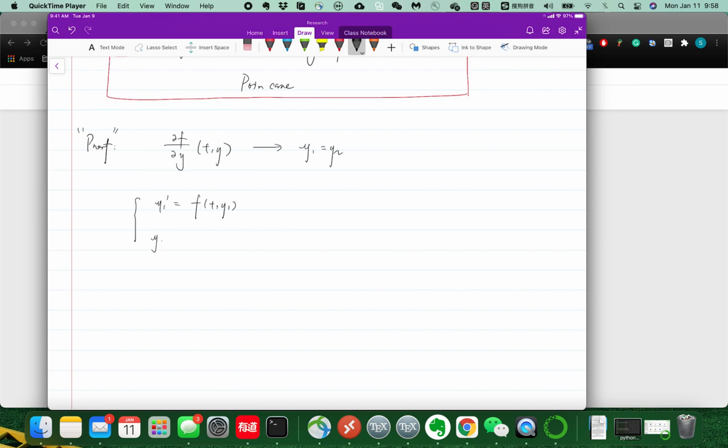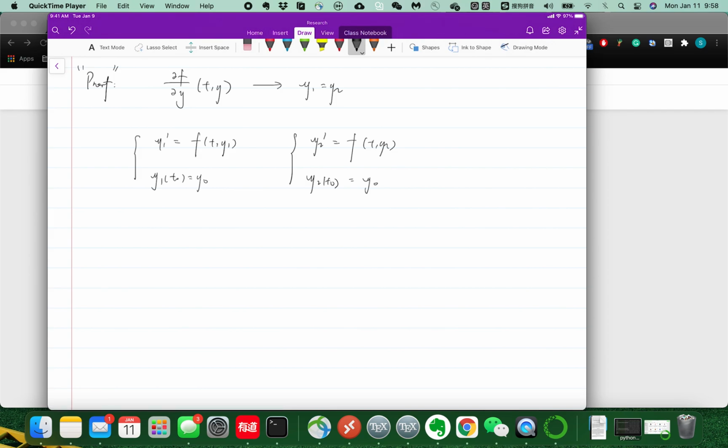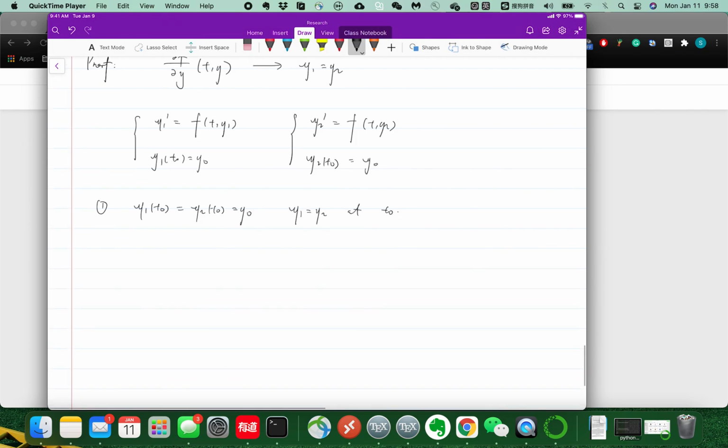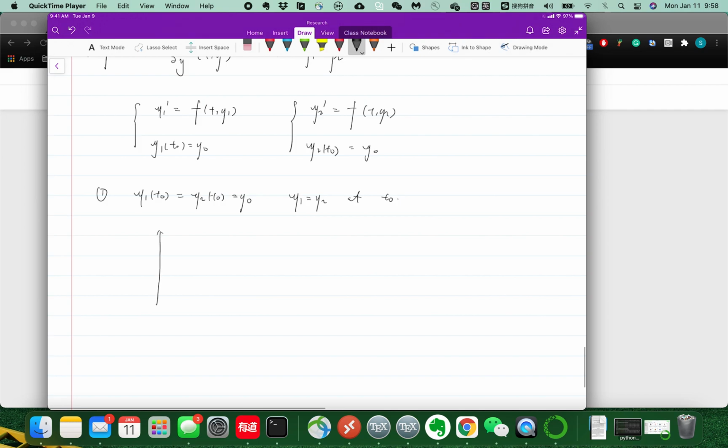Okay, y1(t0) equals y0, the initial condition. Fine. Meanwhile, we know y2 also satisfies the same differential equation and the same initial condition. From here, we know two facts. Number one, we know y1(t0) equals y2(t0) equals the initial condition. Basically it means y1 equals y2 at t0. So what's going to happen is, if you have two solutions, at least they start together.